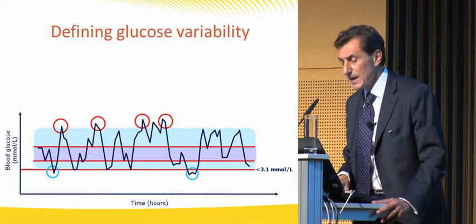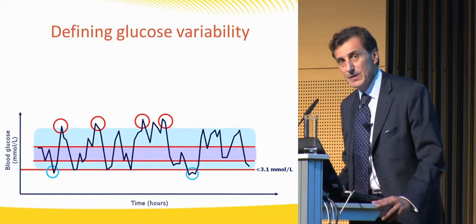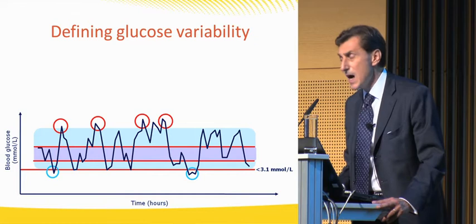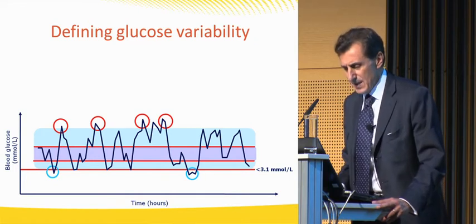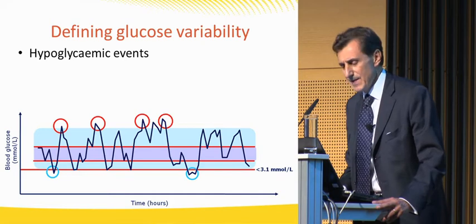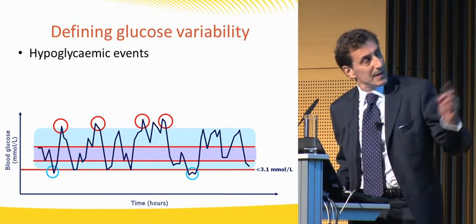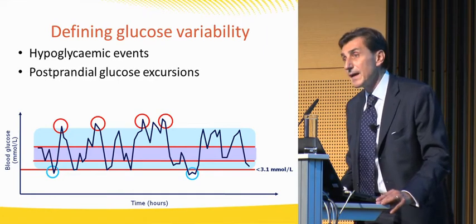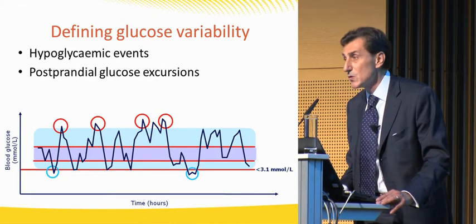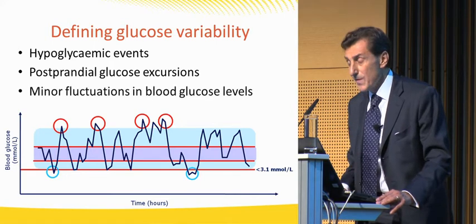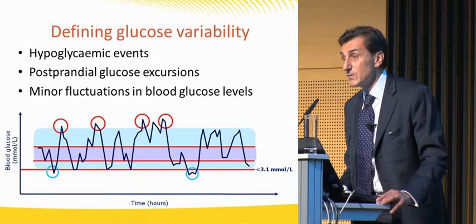Unfortunately, in diabetic patients, in particular in type 1 diabetic patients, glucose has variability. And how can we define glucose variability? We can define variability as hypoglycemic events. You can see them with the blue circle. Then postprandial glucose excursion, red circle, but also minor fluctuations in blood glucose level.